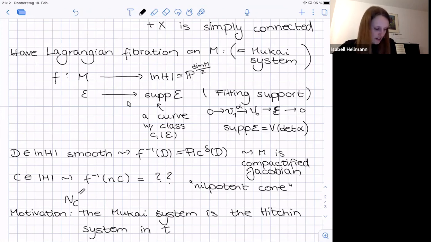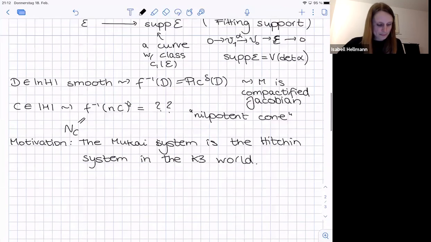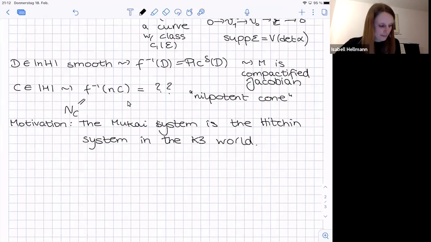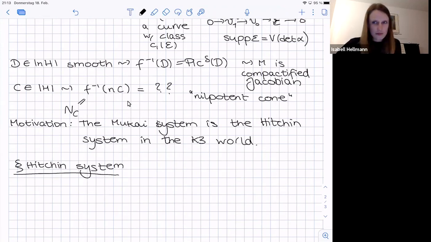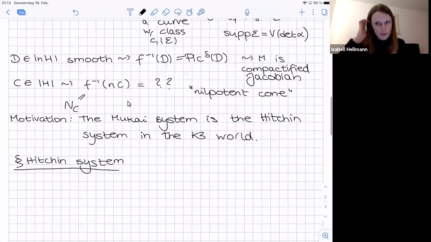So in the K3 or hyperkähler world, I want to first recall the definition and some facts about the Hitchin system. And then I'll say what the connection is. I assume that most of you have seen the Hitchin system before, but feel free to ask.